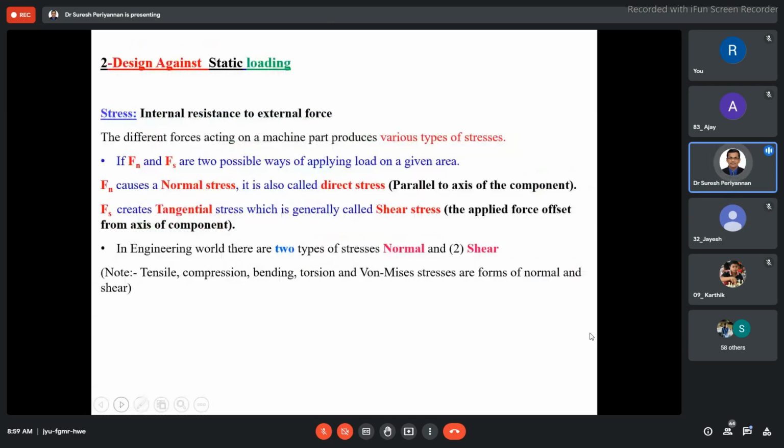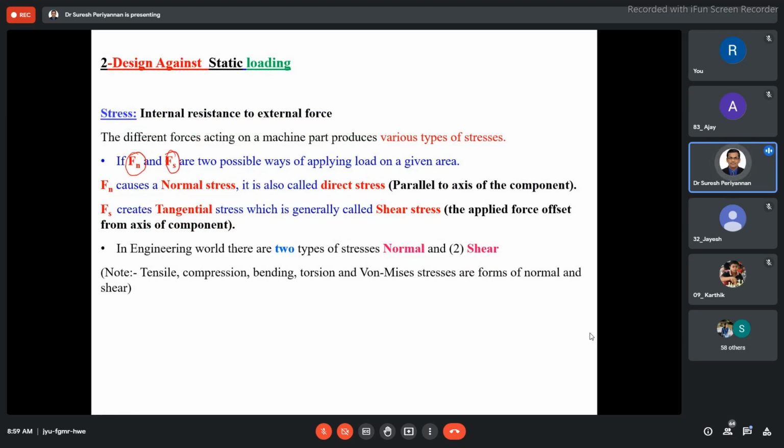And see here, stress we very well know. There are two important types of stress: tensile stress and compressive stress. The force Fn is the normal force, and Fs is the shearing force. Normal force gives normal stress.